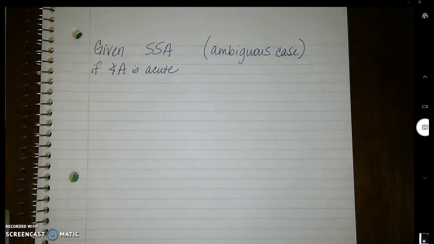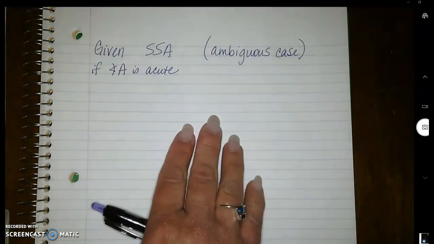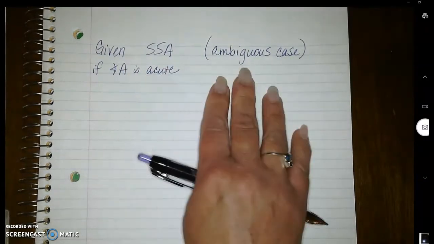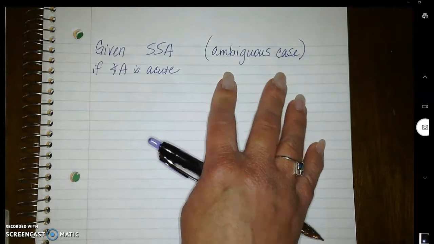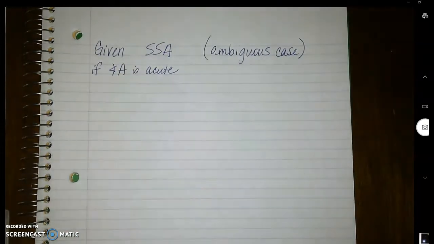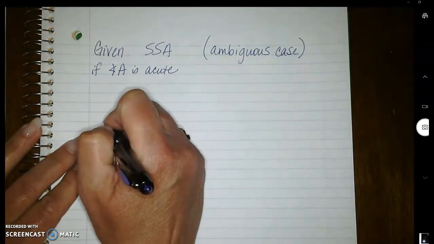All right, so the first thing I want to talk to you about, and I just wanted to get a cleaner picture for you, a cleaner page for you, but the first thing that we're going to talk about is, okay, so you're given a side, and an angle. This is what we call the ambiguous case, okay? The first thing we're going to do is talk about when the angle is acute, okay? And so here's what you have. You basically have this angle.